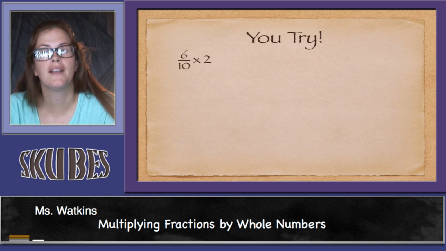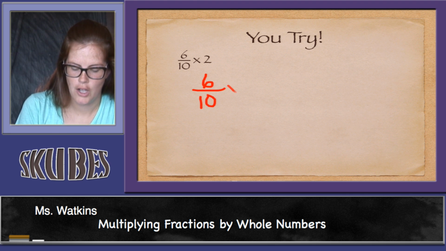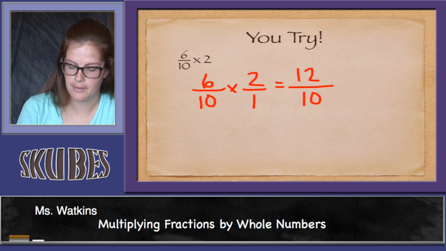All right, let's try one more. We have 6/10 times 2. We need to rewrite our 2 over 1 so that we're ready to multiply. 6 times 2 equals 12. 10 times 1 equals 10.